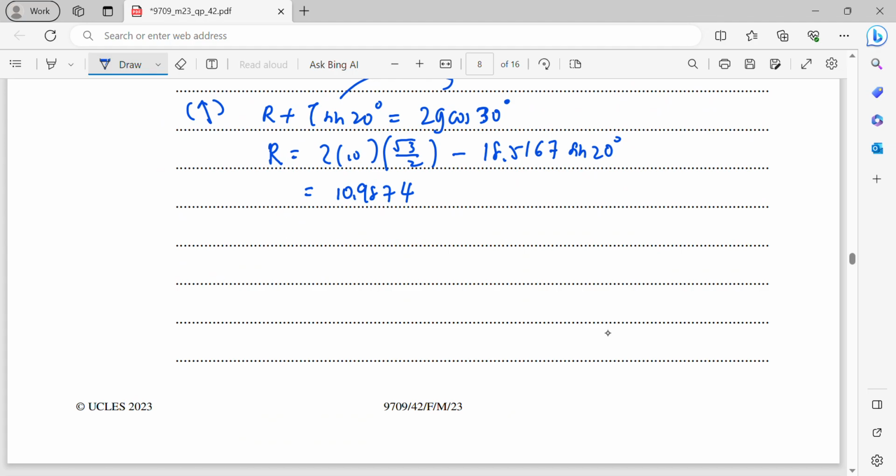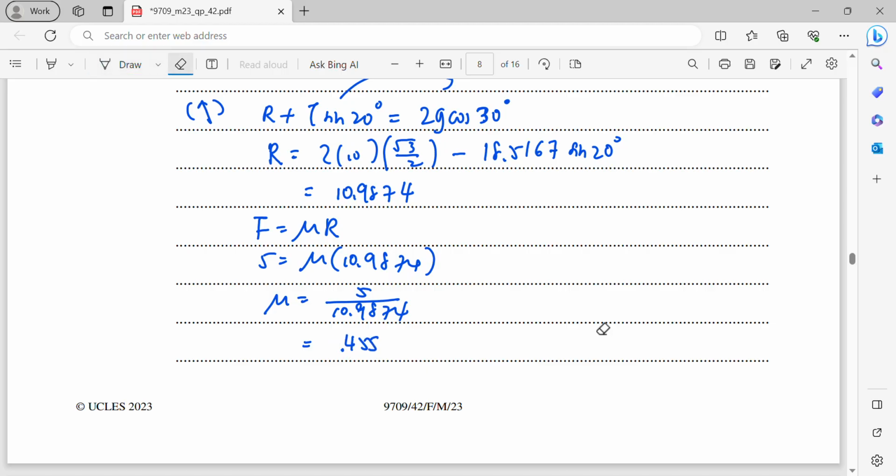So, F equals mu R, 5 equals mu times 10.9874. Therefore, your mu is the division of these two values. Then at last, you will be getting 0.455. So that's the mu value, the coefficient of friction. Okay?